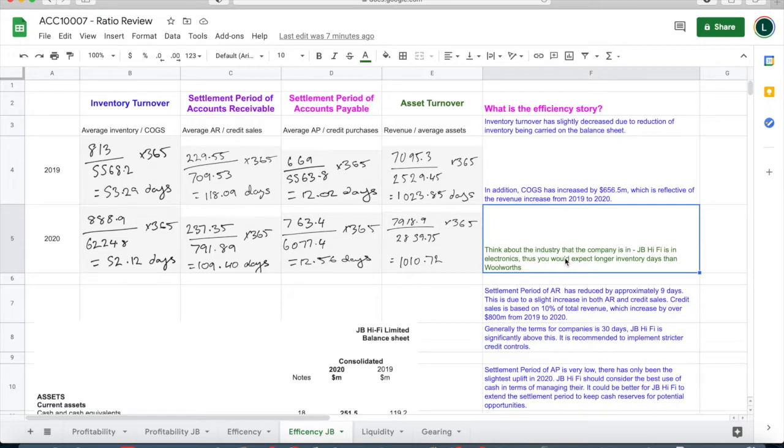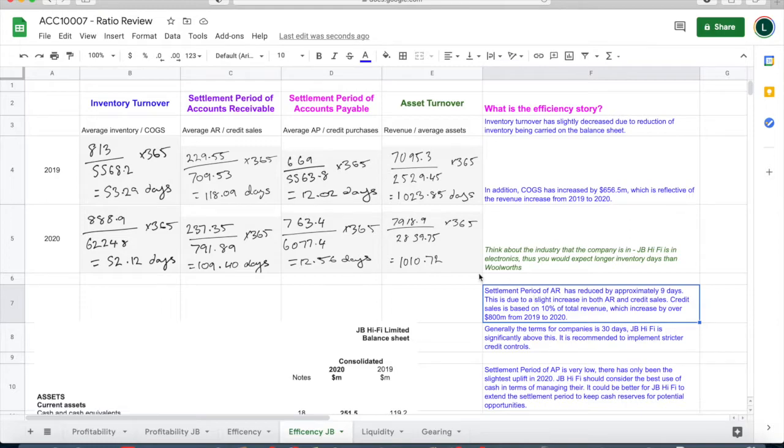Here, my note in green, this isn't part of my little analysis blurb. This is just something for you to consider. I've already mentioned this, but think about the industry the company is in. JB HiFi is in electronics. Thus, you would expect longer inventory days than, say, a company like Woolworths.